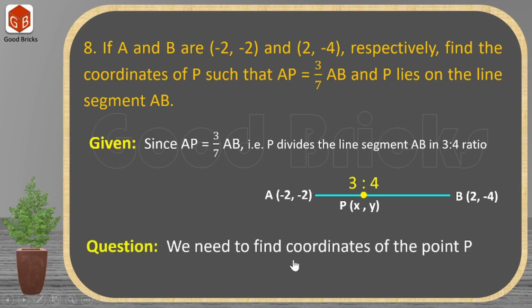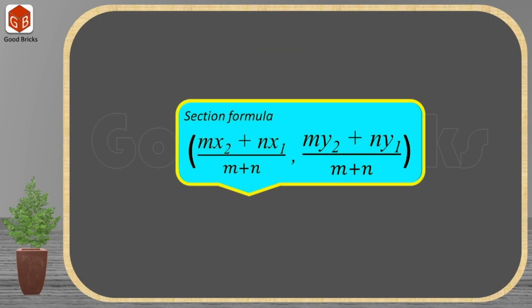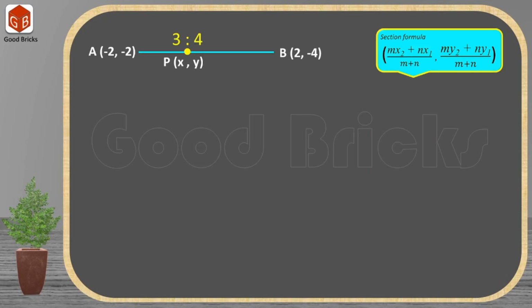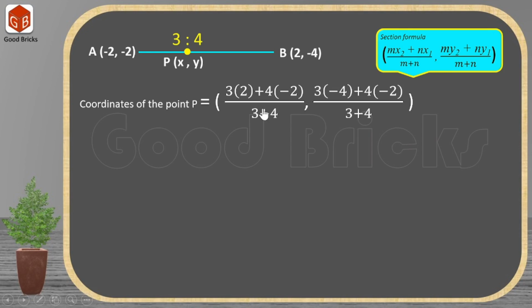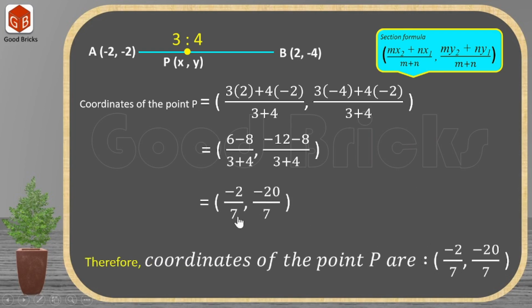Now the question is, we need to find the coordinates of this point P. Let us now find coordinates of the point P using section formula. So using this formula, we can write (3 into 2 plus 4 into minus 2) by (3 plus 4), so that we will get x coordinate. Similarly, to get y coordinate, (3 into minus 4 plus 4 into minus 2) by (3 plus 4). So after simplification, we will get minus 2 by 7 comma minus 20 by 7. These are the coordinates of this point which divides AB line in 3:4 ratio.